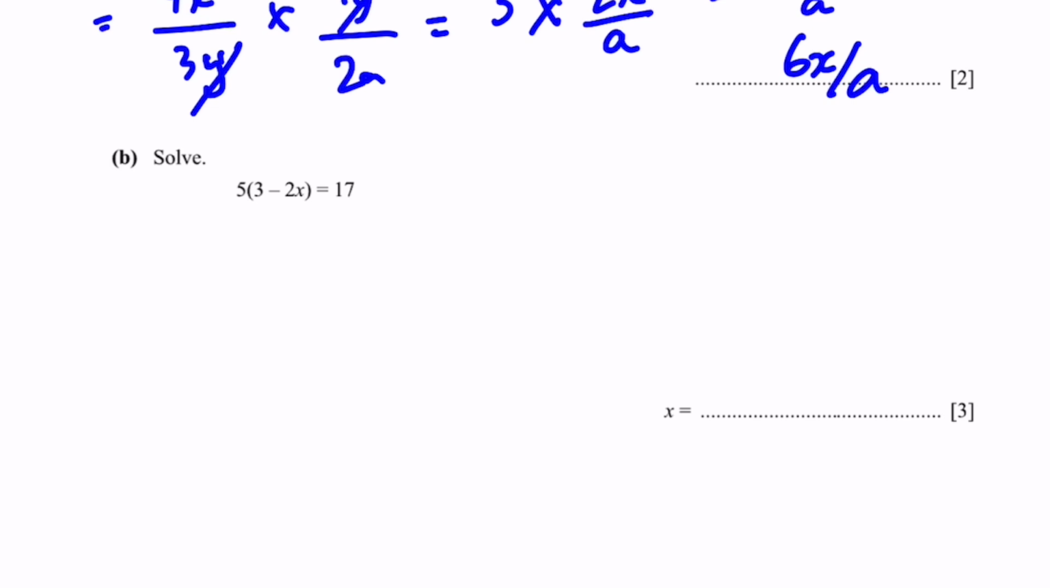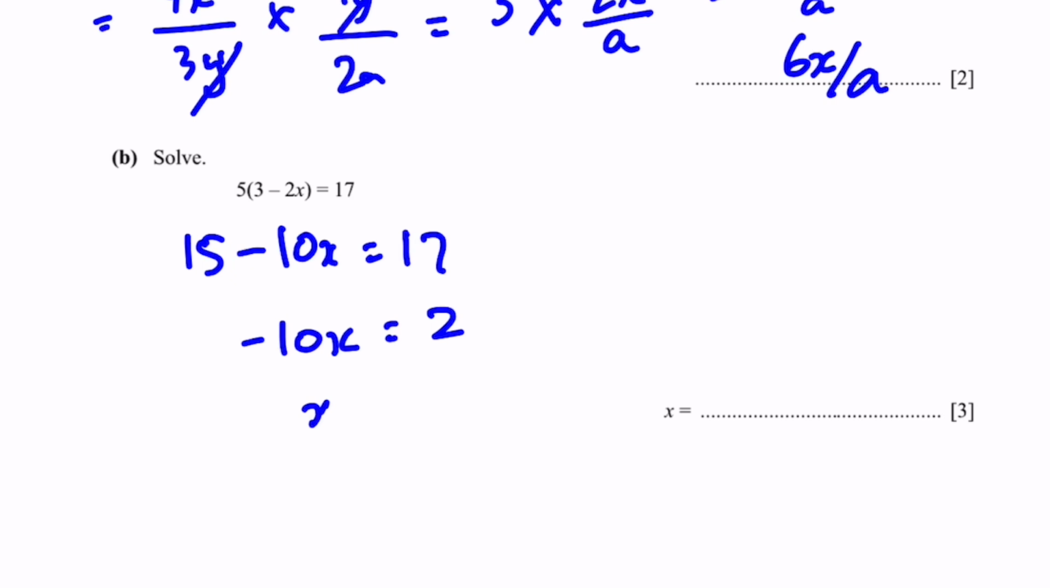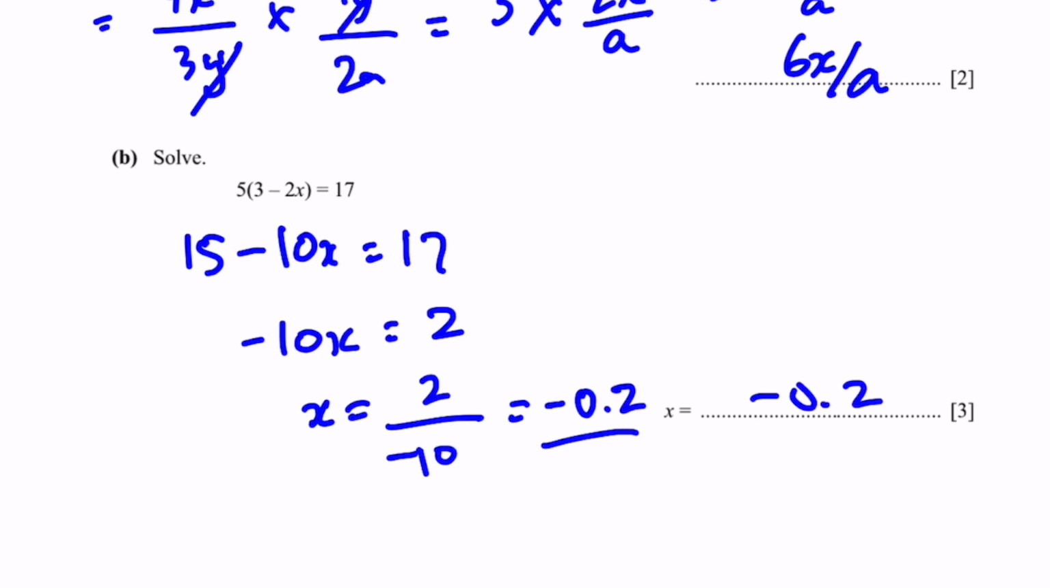Part B, solve 5 times (3 minus 2x) equals 17. Well, that basically means we can expand the brackets. 15 minus 10x equals 17. So negative 10x is going to be 17 minus 15, which is 2. x is 2 divided by minus 10, which is minus 0.2, and that'll be our answer.